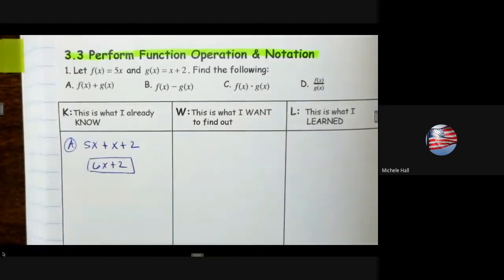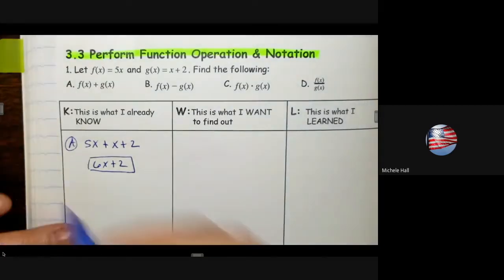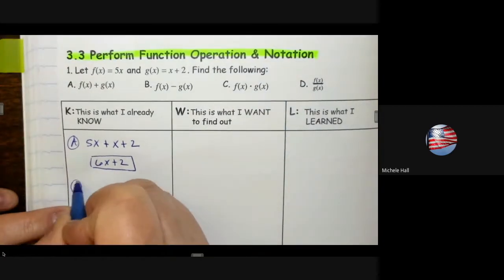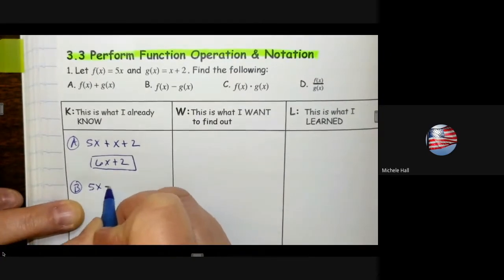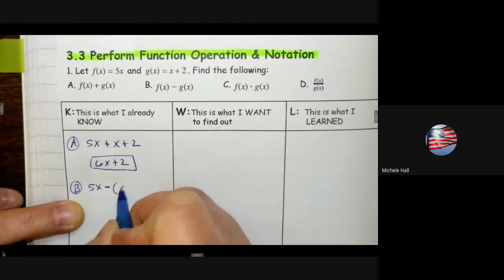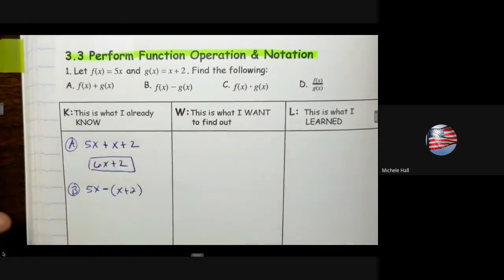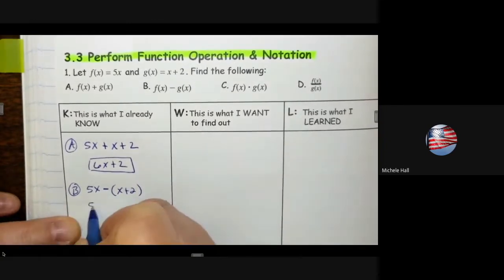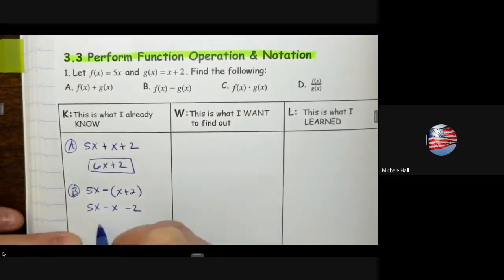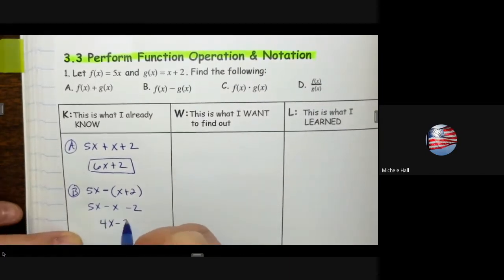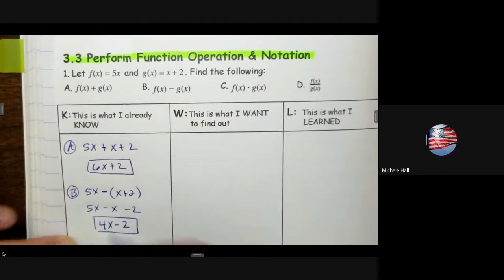I bet you knew how to already add that, and you probably already know how to subtract them. That is f of x subtracting g of x. We have 5x minus x plus 2, and that would be 4x minus 2. Final answer.